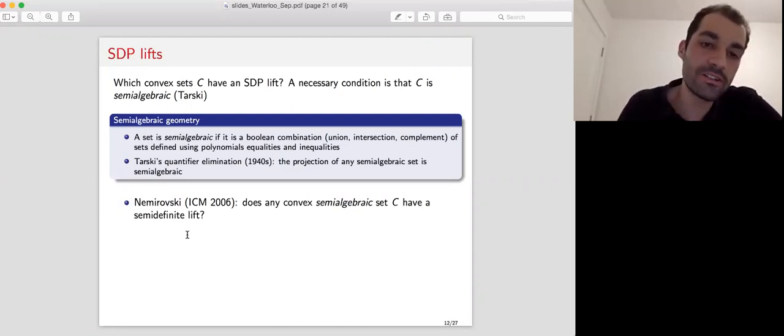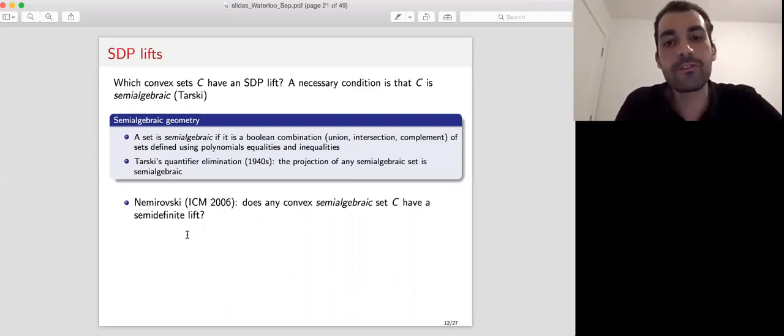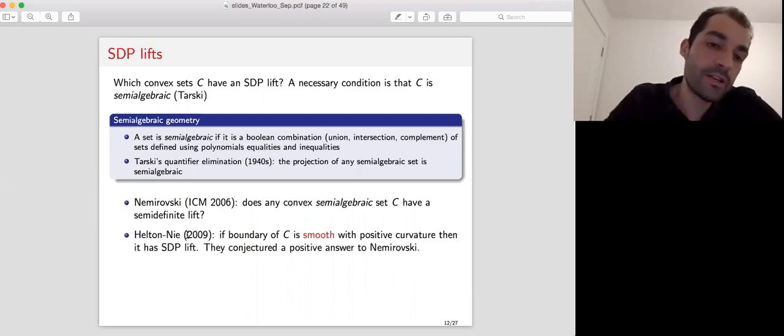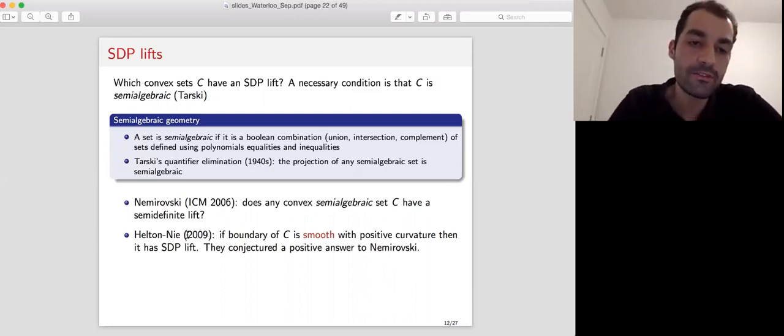Nemirovski, in 2006, asked the question whether any convex semi-algebraic set has an SDP lift, has an SDP representation. Bill Helton and Jiawang Nie in 2009 released a series of papers where they gave sufficient conditions for this to be true.